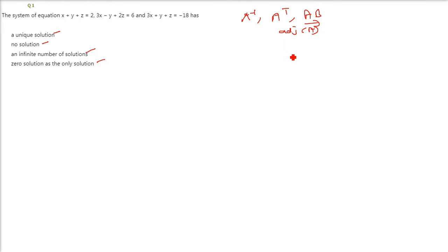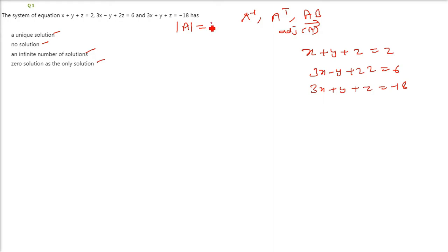Now I am just concentrating upon the determinant and how we are going to form the determinant, because this is x plus y plus z equals 2, 3x minus y plus 2z equals 6, and 3x plus y plus z equals negative 18. This is the form of AX equals B. The most important thing is everything depends on determinant of A, whether it is equal to 0 or not equal to 0.